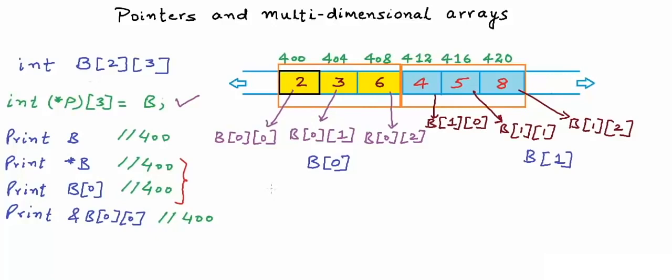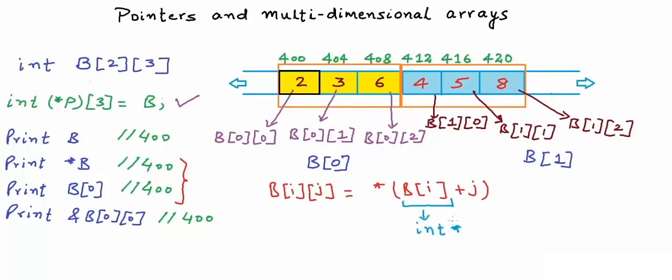We had also seen in our previous lesson that Bij can be written as asterisk of Bi plus j. If Bi for some value of I is a one-dimensional array, then Bi will return us an integer pointer to the first integer in Bi. Then adding j is basically performing pointer arithmetic and getting a pointer to integer at index j in one-dimensional array Bi. And then finally this dereferencing is getting the value of that integer.